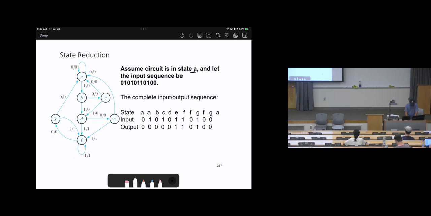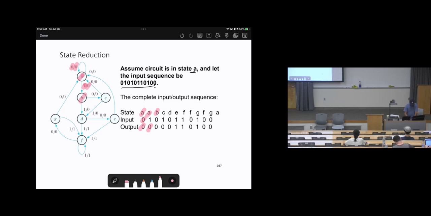Assume the initial state is state A, and we have the following input sequence: 0, 1, 0, 1, 0, 1, 1, 0, 1, 0, 0. So we are in state A, and the input is 0, therefore the output is 0. Then we remain at state A. Since the input is 0, the next state is A. Then if the input is 1, the output is 0, and we go to B. So here is A, input 0, output 0, input 0, output 0. The next state is A. Then if the input is 1, the output is 0, and the next state is B.